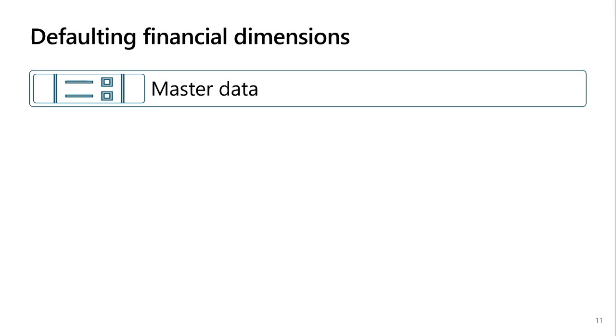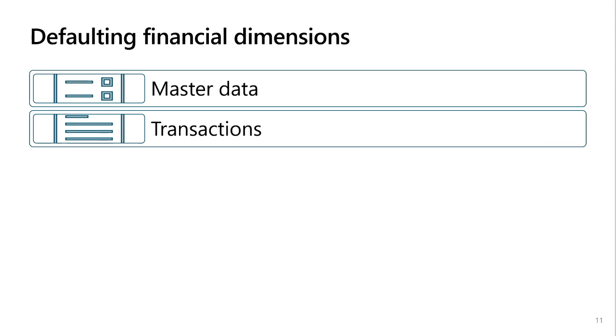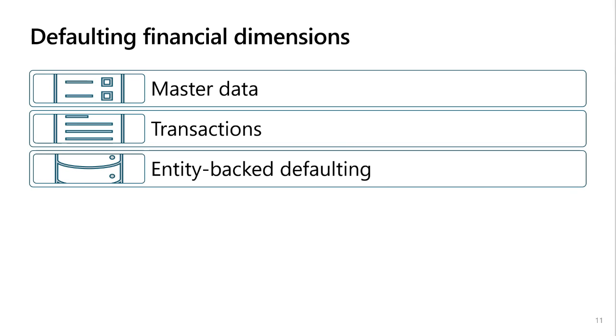First is the ability to define values on master data like customers, vendors, and items. Next is the ability to define values on transactions like sales orders, purchase orders, and production orders. When you use an entity-backed financial dimension, many of the out-of-the-box dimensions support the ability to automatically copy the values to the dimension on the source data when it is created.